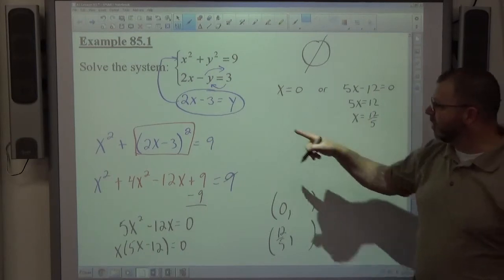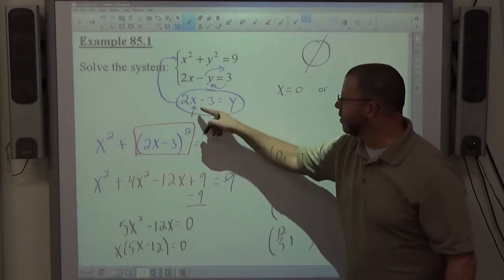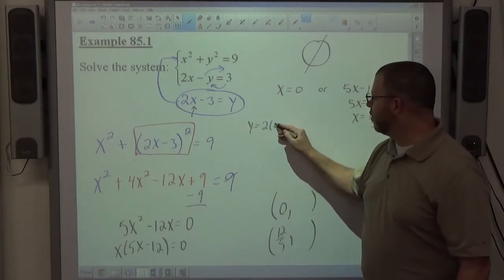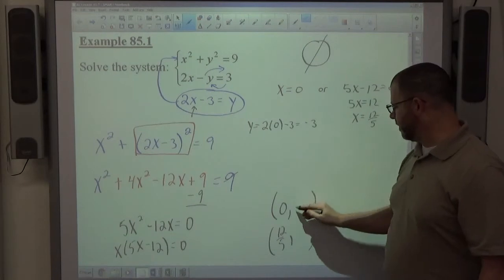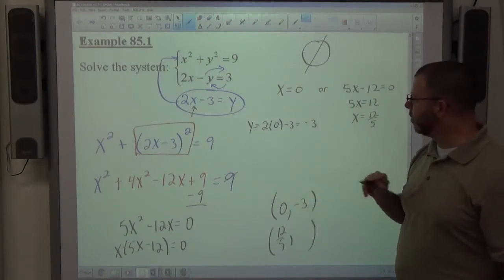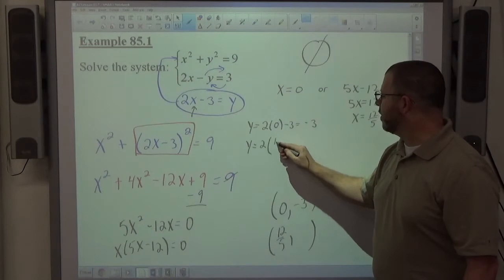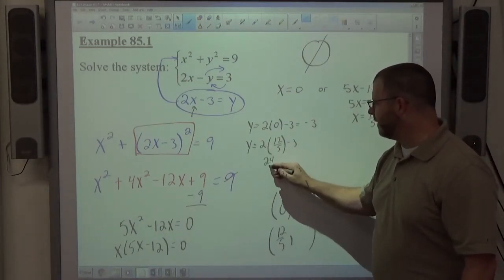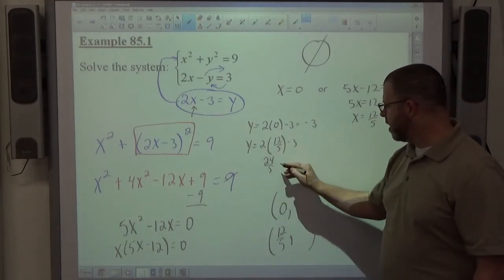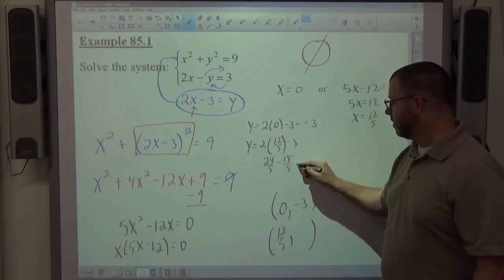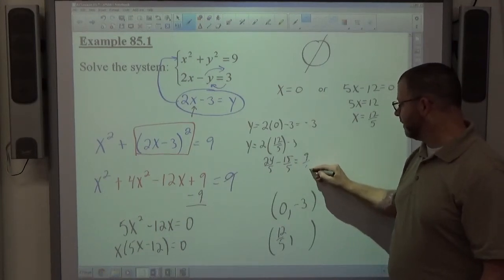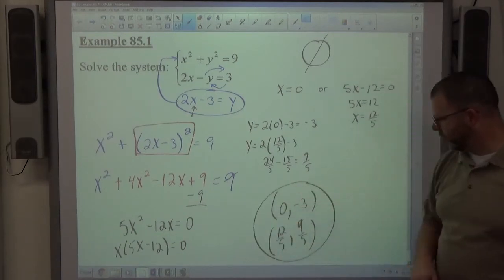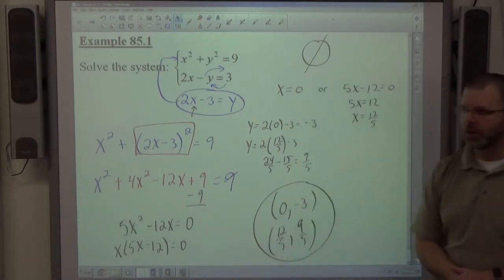To get the y value for each of these, I got to go back here and replace this x with 0 and 12 fifths. So y is equal to 2 times 0 minus 3. That's negative 3. X equals 0, y equals negative 3. Y equals 2 times 12 fifths minus 3. And that's going to be 24 fifths minus 15 fifths, common denominator, that makes 9 fifths. So (0, negative 3) and (12 fifths, 9 fifths) are the two solutions to the problem.